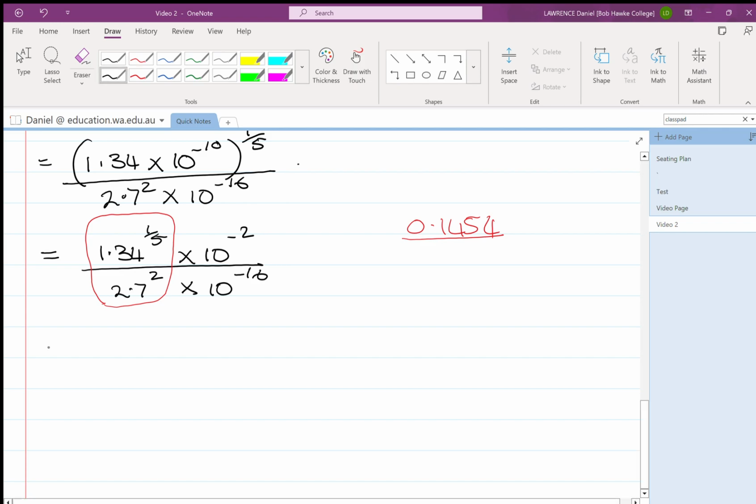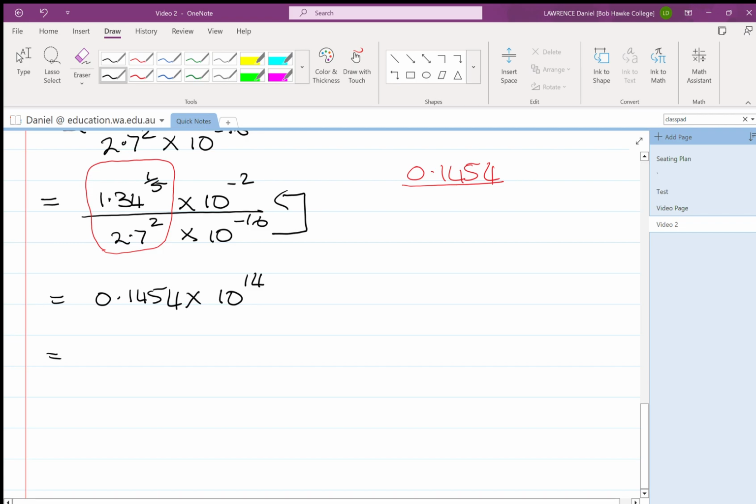Okay, now I've got 0.1454 times, I'm going to move this up, I have to change the sign and make it positive, 10 to the power of 14, almost there. Last bit, got to get it into standard form. Remember, in standard form, we need a number that's between 1 and 10. So I'm going to have to move my decimal 1 that way to make it 1.454 times 10. I moved it 1 in the negative direction, that becomes 10 to the power of 13. There is the answer.